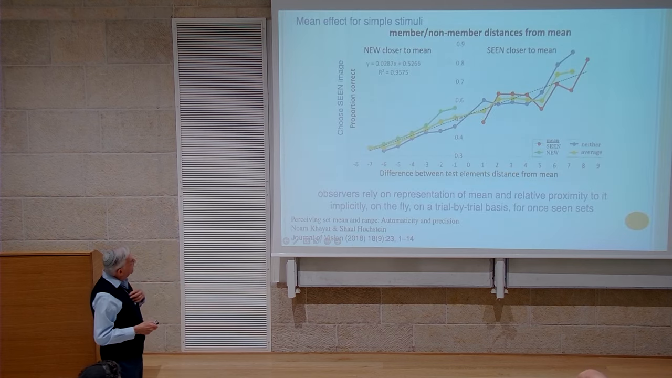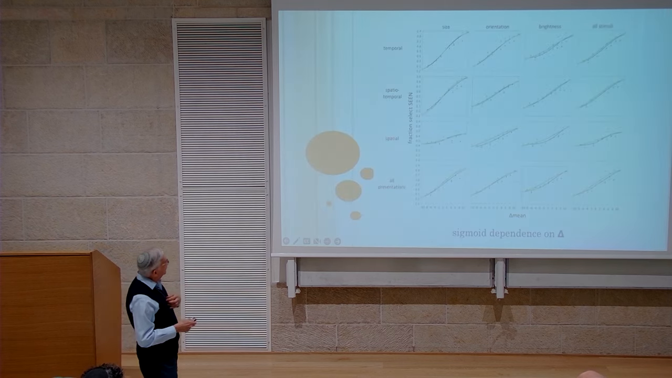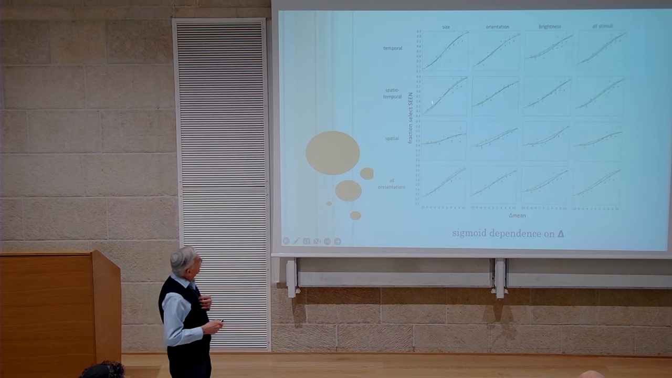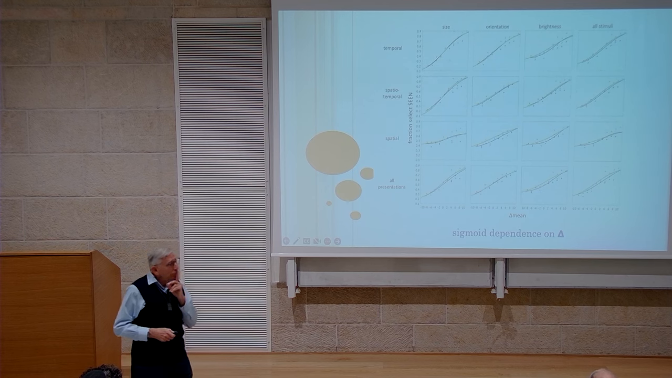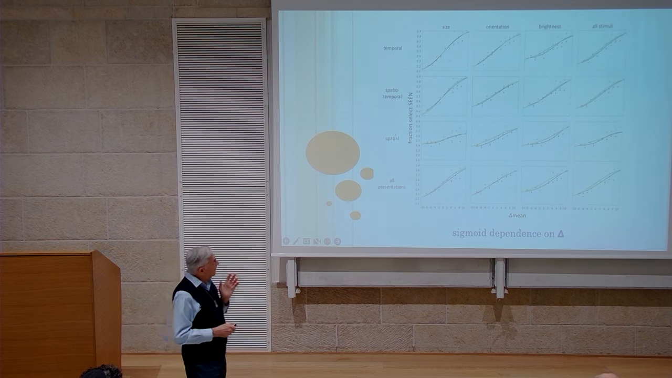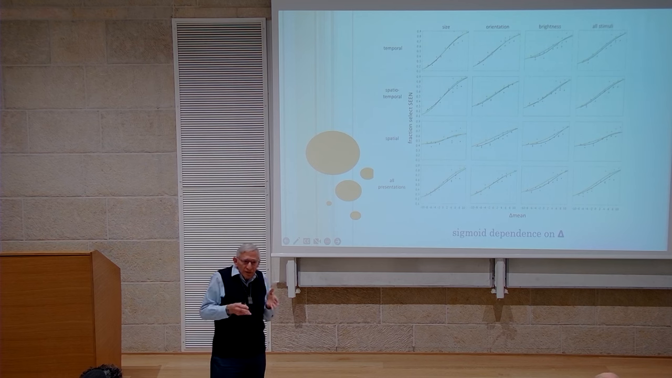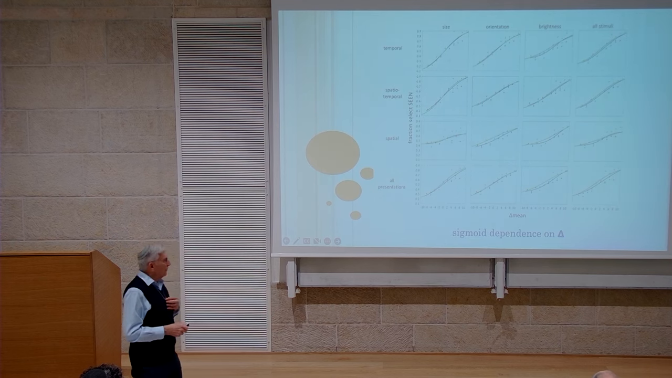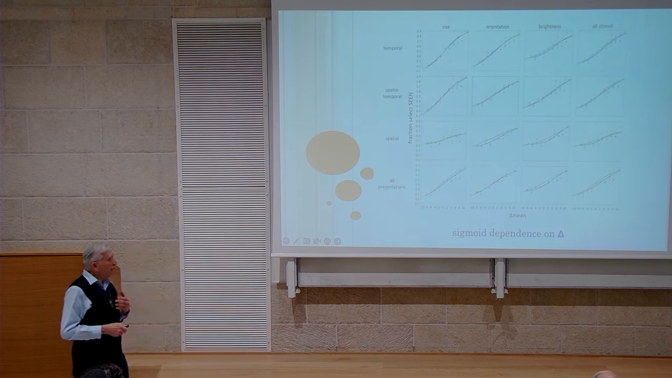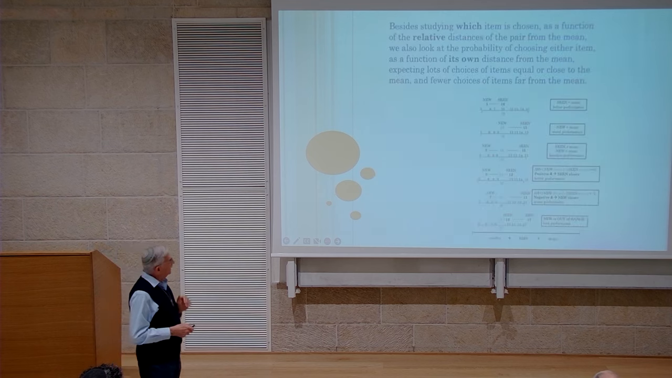Okay, and this I showed you a moment ago, and here they are for size, orientation, brightness, all together, all the presentations, temporal, spatial-temporal, or spatial. Okay, and what we're getting here is the same dependence on the difference of the distance of the stimuli from the mean, and their responses depend on knowing that.